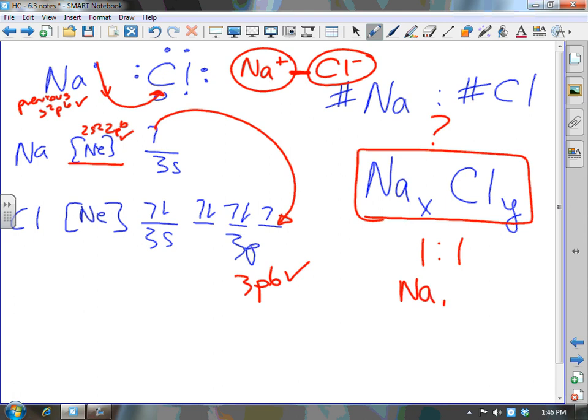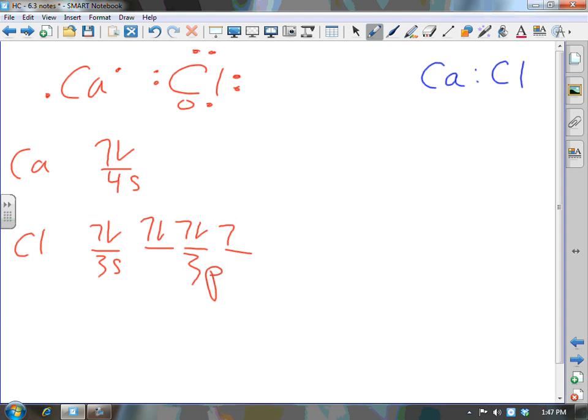So their final formula, Na1Cl1, or simply NaCl. Just like anything else, we don't write ones. You don't have to write ones. It's assumed that it's a 1 if there's no subscript. So there's an example of how we do sodium and chlorine. It's a little bit easier. You'll see in a little bit, we can do some math instead of doing all this extra drawing. All right, so let's look at calcium and chlorine.